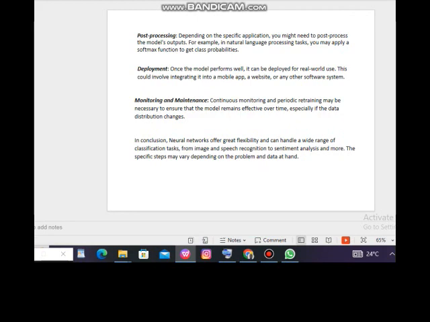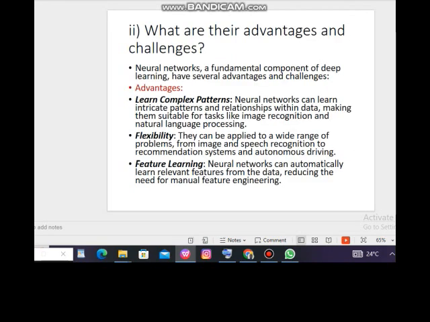In conclusion, neural networks offer great flexibility and can handle a wide range of classification tasks from image and speech recognition to sentiment analysis and more. The specific steps may vary depending on the problem and the data at hand. So the next question in that subheader is: what are their advantages and challenges? Neural networks are a fundamental component of deep learning and have several advantages and challenges.